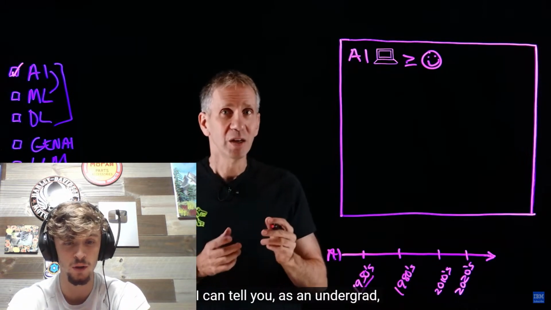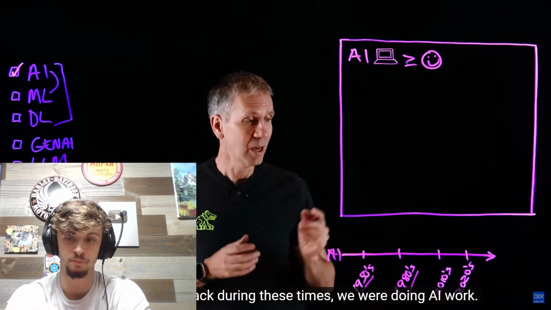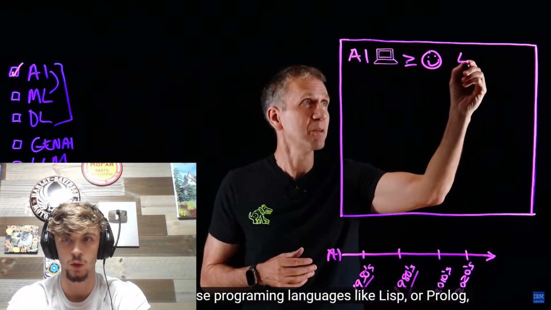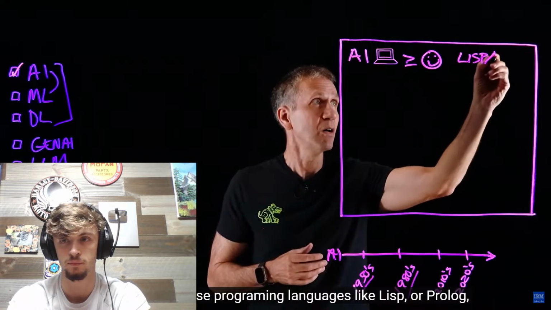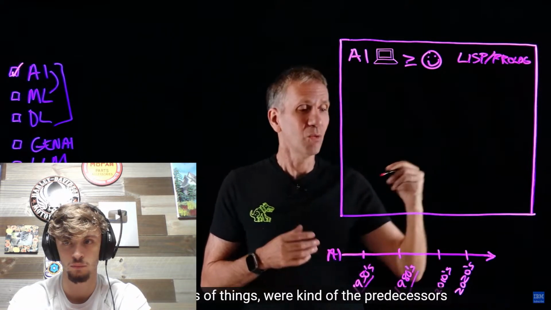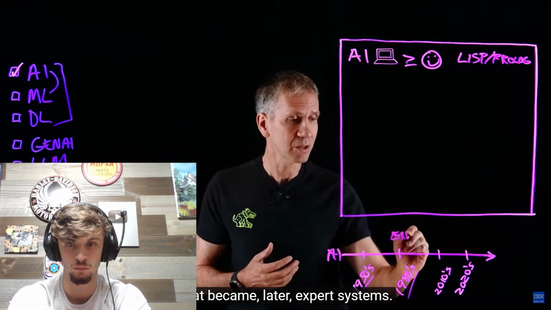But I can tell you, as an undergrad, which for me was back during these times, we were doing AI work. In fact, we would use programming languages like Lisp or Prolog, and these kinds of things were kind of the predecessors to what became later expert systems.